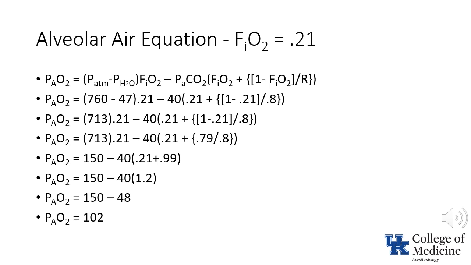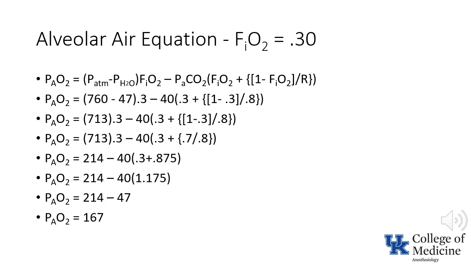Here are the calculations using room air with a respiratory quotient of 0.8 and an arterial partial pressure of carbon dioxide of 40. Note that the resulting alveolar PO2 is 102. Pause the presentation to make sure you understand the calculations. Here are the same calculations for 30% oxygen. Note that the alveolar PO2 has increased from 102 to 167.